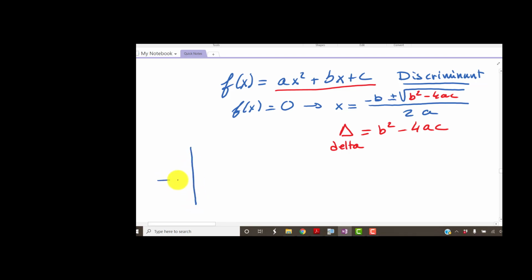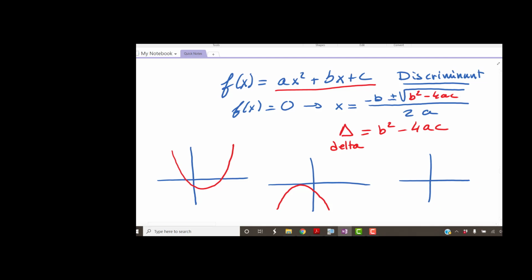Well, your equation may have two solutions, like this, for example, or it may have only one solution, like this, one x-intercept, or possibly none. So for example, in this case, I wouldn't have any x-intercept, right? So how do I see that? Well, the discriminant is going to tell me how many x-intercepts, or solutions of this equation, my quadratic function will have.